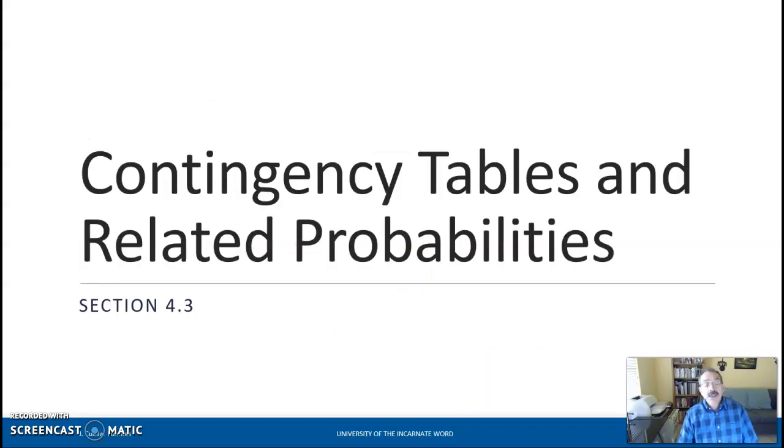All right, the next thing that I'd like to talk to you about is the contingency table and the related probabilities. This section is pretty long, so I will first talk about what a contingency table is, and then later we'll start talking about the different probability calculations where we rely on a contingency table.